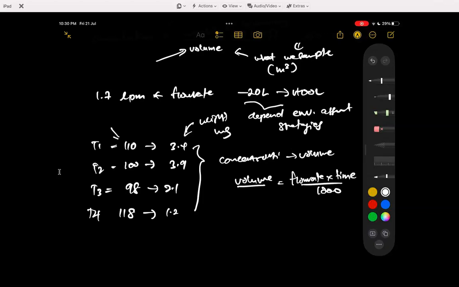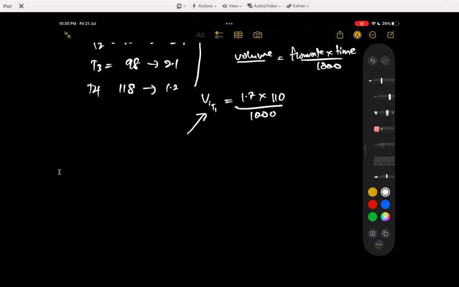For example, for the time of 110, the VI for T1 is 1.7 times 110 divided by 1000. Then we need to change the initial volume into the corrected volume. How to do that? We convert: VC is equal to VI times PA divided by 760 times 298 divided by TA.